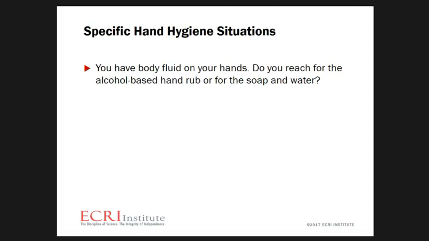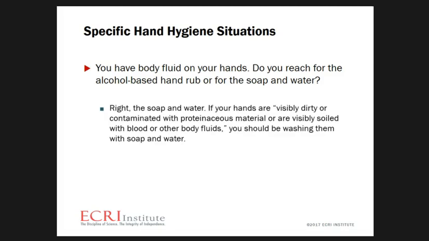Let's review some specific hand hygiene situations. You have body fluids on your hands. Do you reach for the alcohol-based hand rub or the soap and water? Right, the soap and water. If your hands are visibly dirty or contaminated with materials or visibly soiled with blood or body fluids, you should be washing them with soap and water.